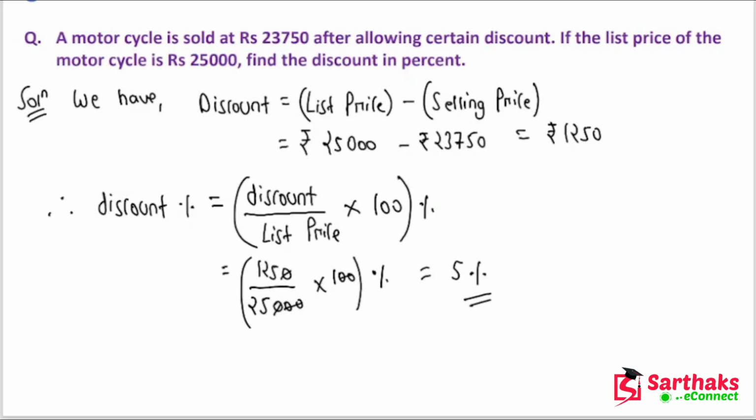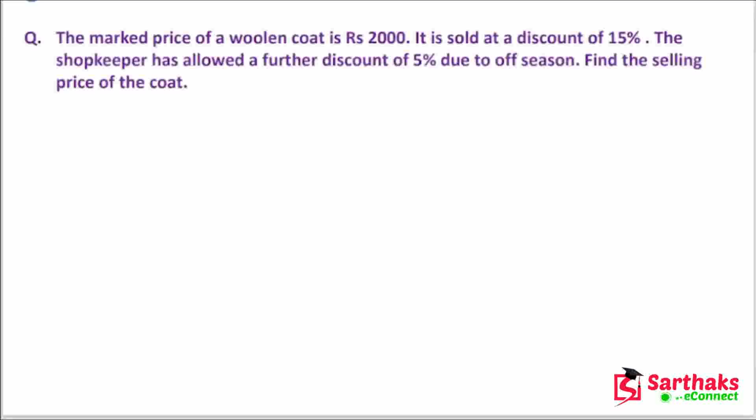Let us move on to the next question and see how we can use them. The marked price of a woolen coat is 2000. It is sold at a discount of 15%. The shopkeeper has allowed a further discount of 5% due to off season. Find the selling price of the coat. Now it is a case of what? It is a case of successive discounts, right? So you can clearly see that the coat was first listed for 2000 rupees. Then the shopkeeper gave a 15% discount. So let us first calculate the price which we got after a 15% discount, and then we'll see what the final selling price will be if we give a further 5% discount on that price. The question is asking for the final selling price. Okay, so let us start the question.